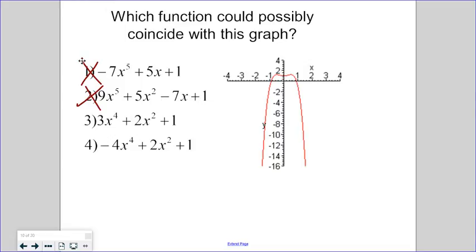Okay, let's go with Alex. Why? I agree with the even, yeah, and positive first term. And what would you have expected with that positive first term?